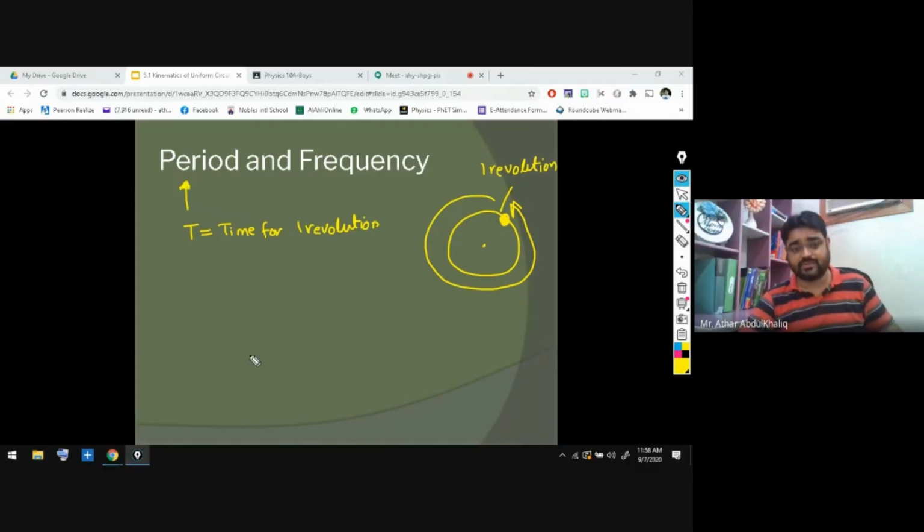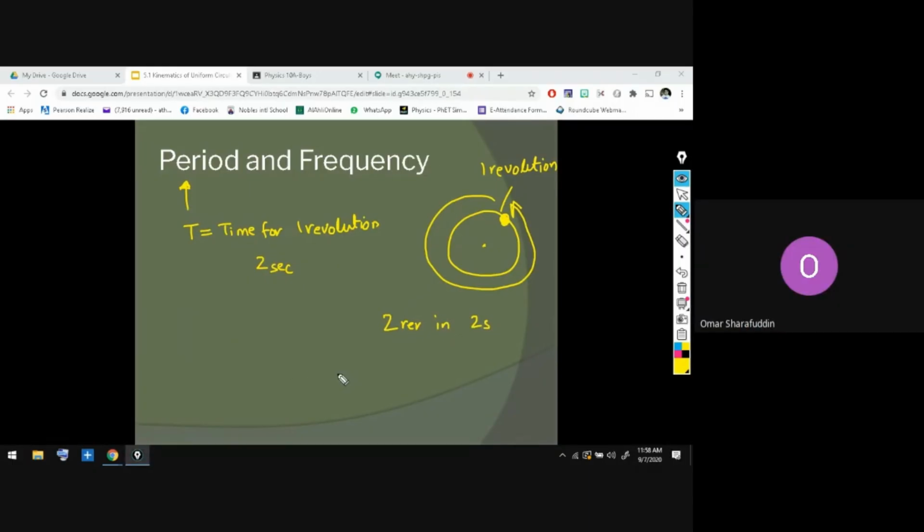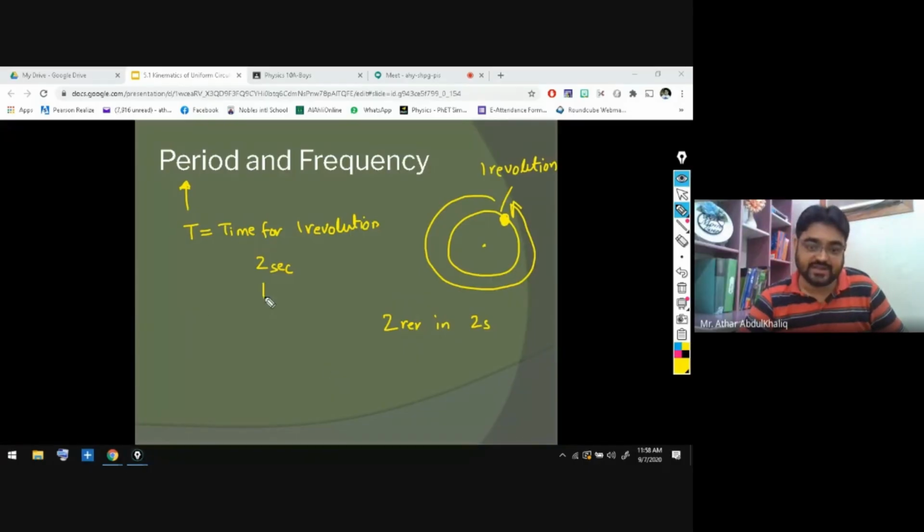If I ask you, an object is completing one revolution in 2 seconds, so what is period? 2 seconds. What I said? If this object completes one revolution in 2 seconds, period is 2 seconds. If I say the object completes 2 revolutions in 2 seconds, what is period? Very good. Then period is 1 second.